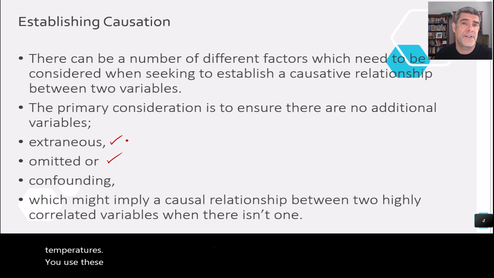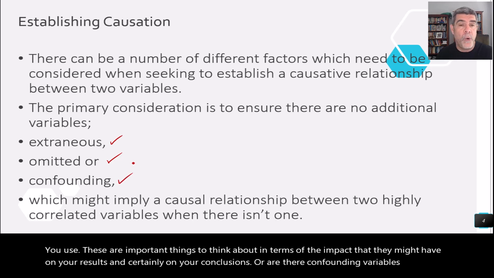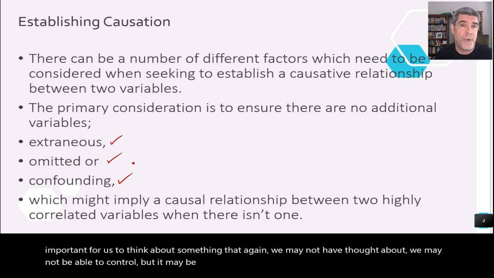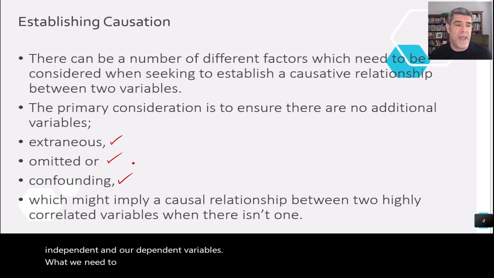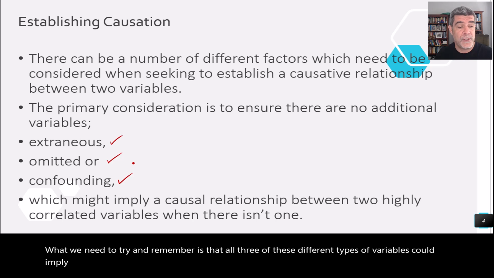These are important things to think about in terms of the impact that they might have on your results and certainly on your conclusions. Or are there confounding variables? This is important for us to think about, something that, again, we may not have thought about, and may not be able to control, but it may be having a very important impact on possibly even our independent and our dependent variables. What we need to remember is that all three of these different types of variables could imply a causal relationship between two highly correlated variables when there isn't one.